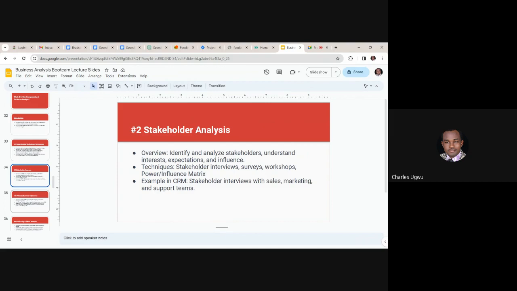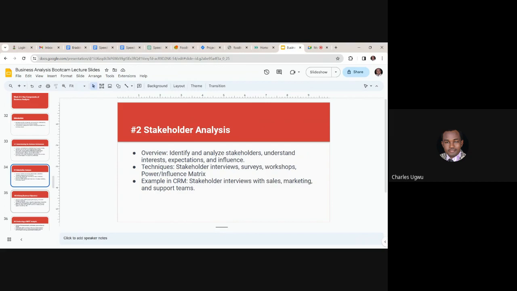We have another method or technique called stakeholder power influence matrix or power influence grid. It will help you to grade stakeholders based on their power, based on their influence. We have high power stakeholder, we have high interest stakeholder, we have low power stakeholder, we have low interest stakeholders. These are methods we are going to use to understand and analyze our stakeholder.